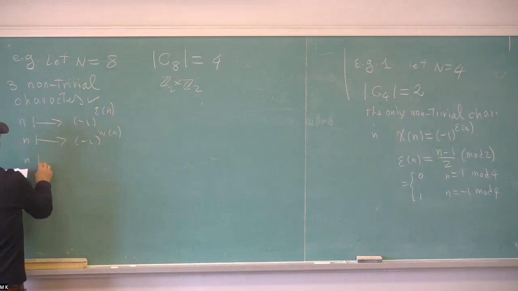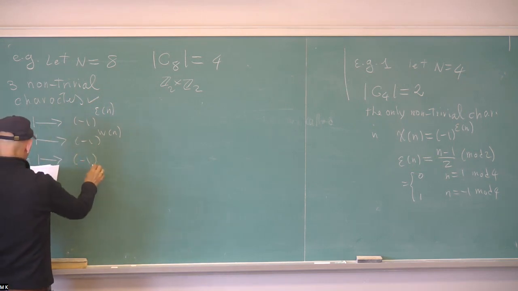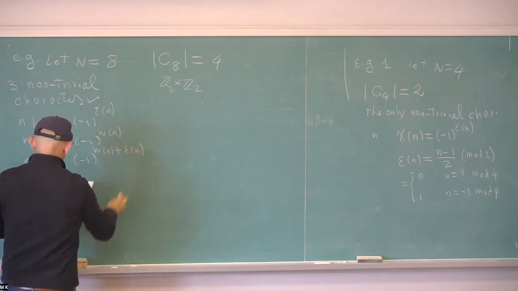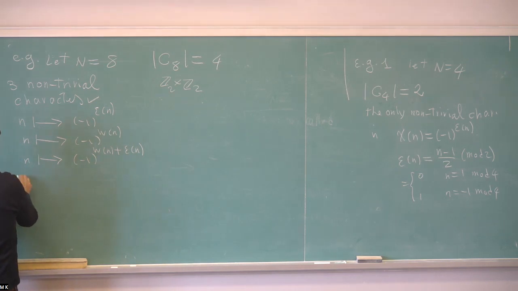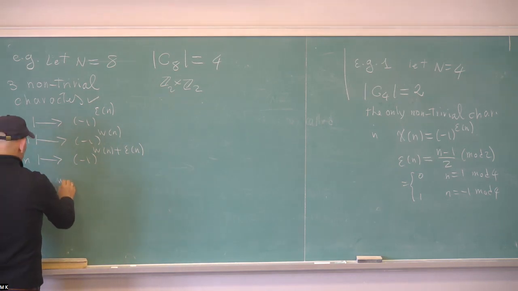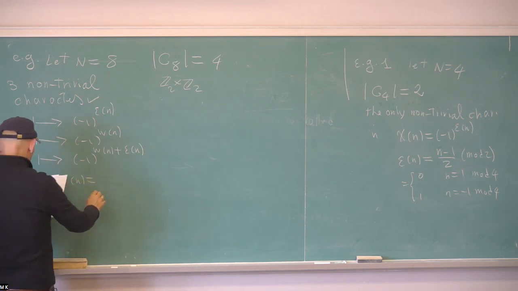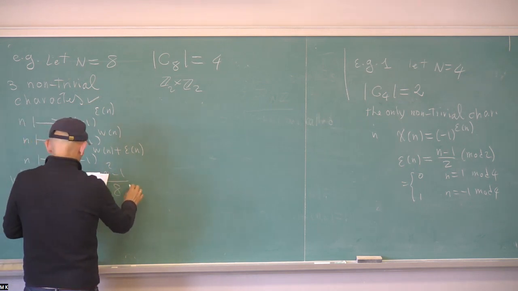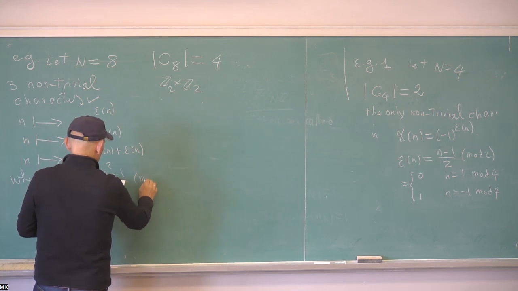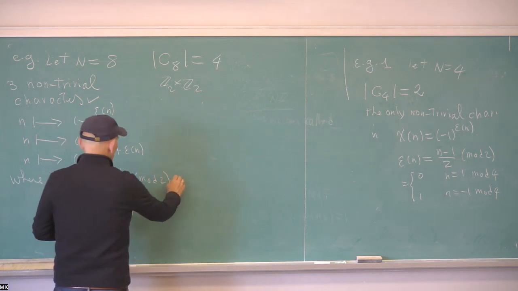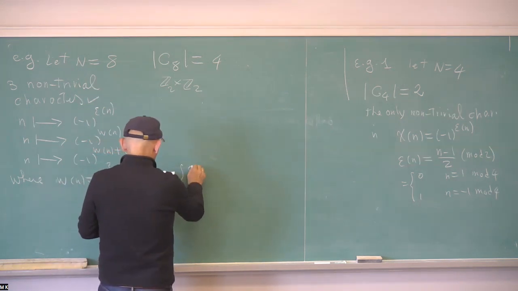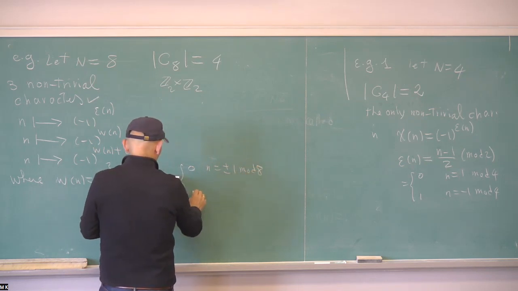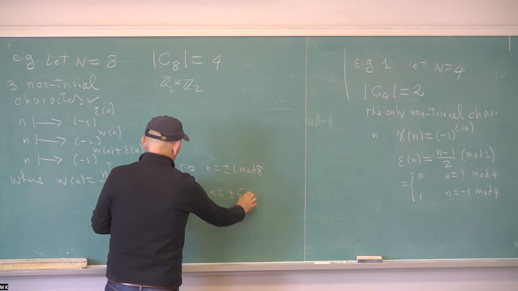And the last one is the product of the 2 minus 1 to wn plus epsilon n, where wn is equal to (n squared minus 1) over 8 modulo 2 again, which comes out 0 if n is equal to plus minus 1 mod 8, and equal to 1 if n is equal to plus minus 5 mod 8.